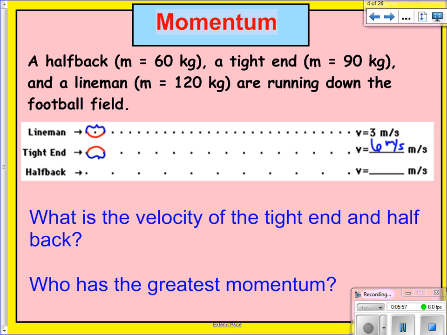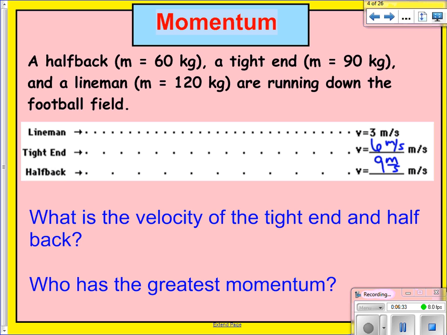We can do the same thing for the halfback. The halfback was able to get 3 times as far as the lineman in only 1 second. So we can say that the halfback is moving 3 times as fast as the lineman, and therefore the halfback is moving 9 meters per second. Once again, because he was able to go 3 times as far in the same amount of time. I'm going to erase these marks so you can visualize that. Maybe it's a good idea to pause the video and take a moment to conceptualize that for yourself before we move on.